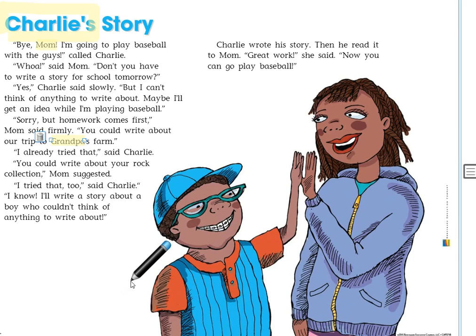All right, the last thing is called the plot. The plot is the beginning of the story, the middle of the story, and the end of the story. And usually in the plot, there is a problem or what we call a conflict. And then at the end of the story, the problem gets solved. That's called the resolution. All right, let's read this story so that we can figure that out.